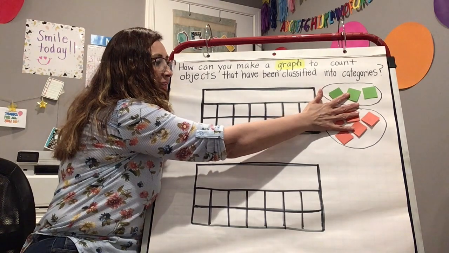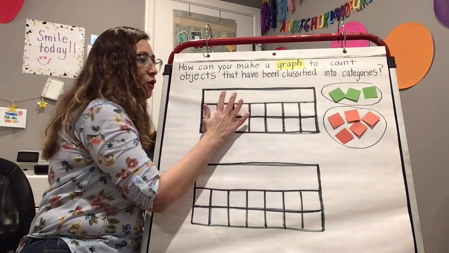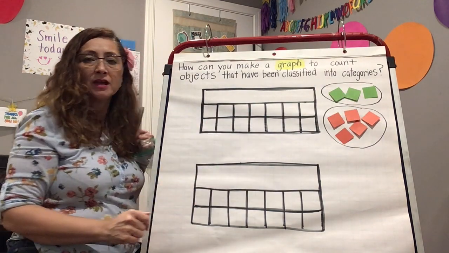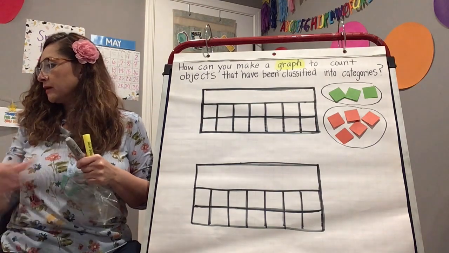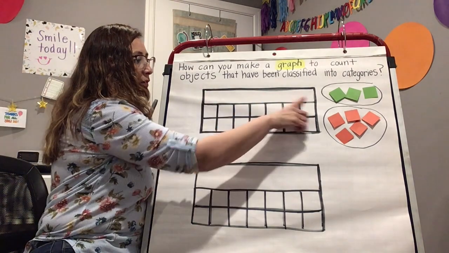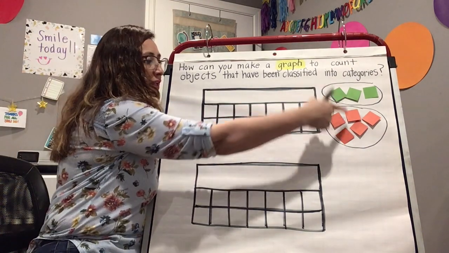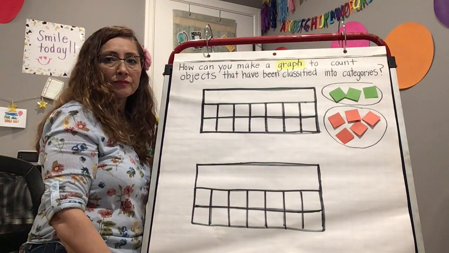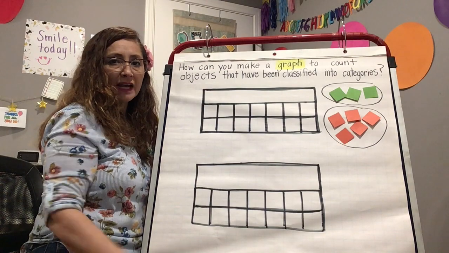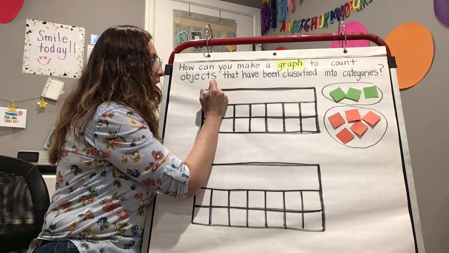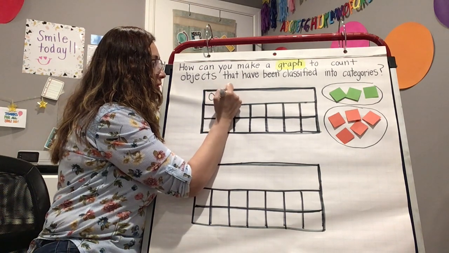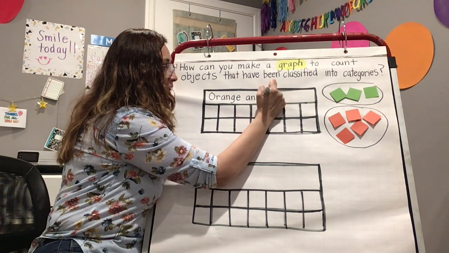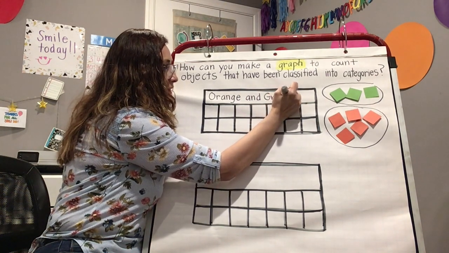Now I'm going to take these pieces and put them on my graph so I can show the information of what I have. The first thing I'm going to do is name my graph. I have to think about what I have here. Cubes, that's right. And what colors are they? That's right. So I'm going to write orange and green cubes.